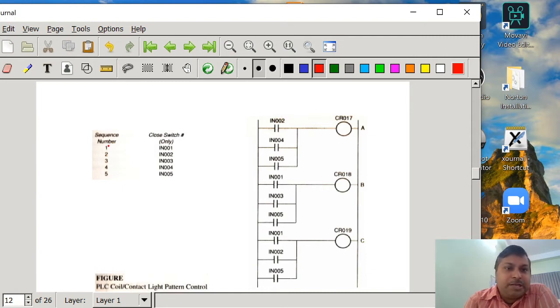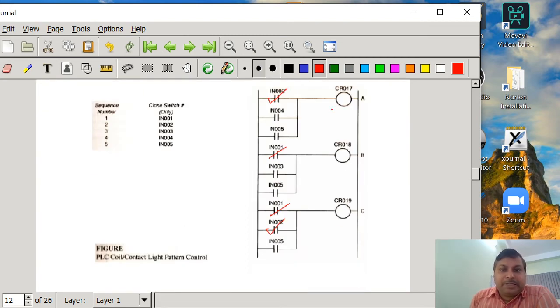Now suppose this will be the sequence: at sequence number 1, only IN001 will be closed. If IN001 is closed, it means that at step 1, B and C are going to glow but A is going to be off. In step 2, only IN002 will be on. If IN002 is on, then this will be on as well as this will be on. So at that time B is going to be off, and A and C are going to be on. So it is going to maintain the desired sequence that we have fixed.